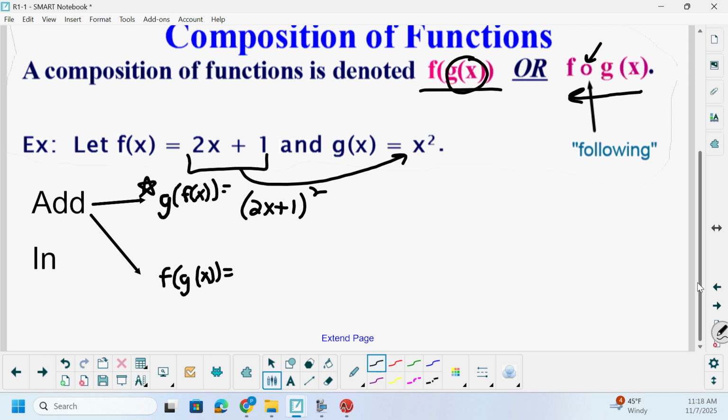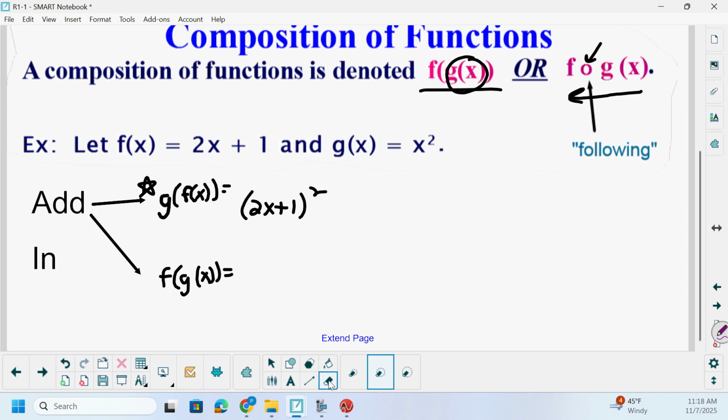For the other one, f of g of x, we're going to do the reverse. So we're going to now take our g of x function, and that's what's going to get subbed into the other one. So we're going to have 2, and instead of the 2 multiplying an x, the x is going to be removed and replaced with an x squared. So we'll have 2x squared plus 1. So question 2 on the homework should be very similar to that.